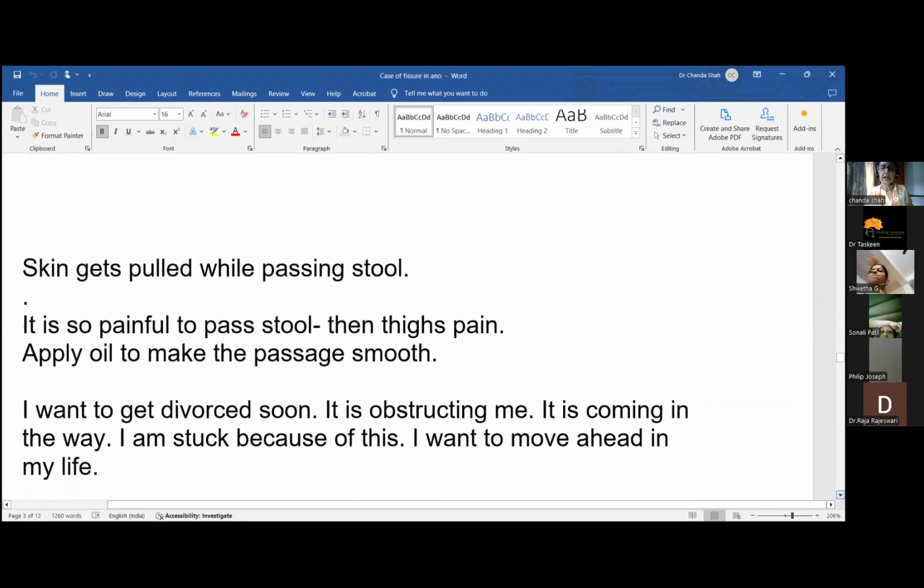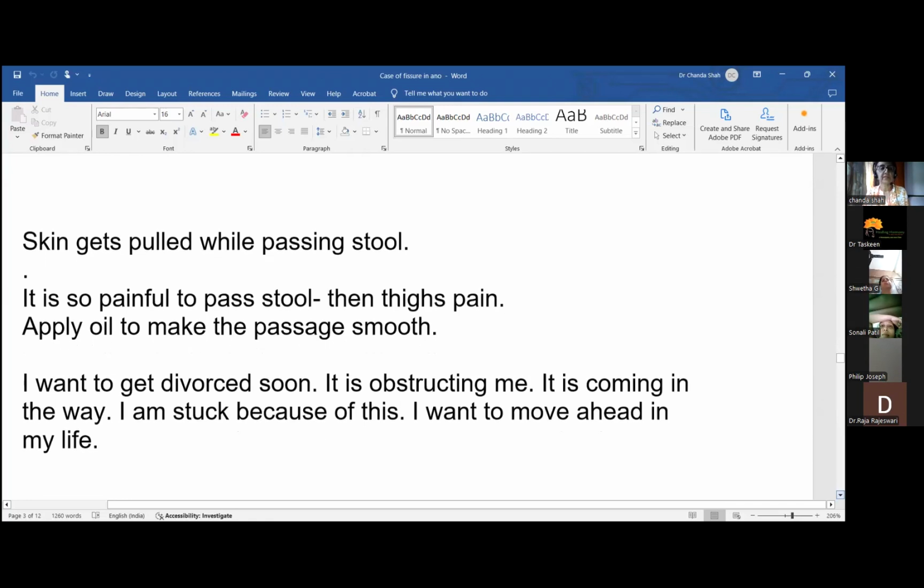And she's saying, I want to get divorced soon. It is obstructing me. It is coming in the way. I'm stuck because of this. I want to move ahead in my life. Okay. So she said, this is obstructing me. It's coming in my way. I'm stuck because of this. I want to move ahead in my life. Okay. So now I gave the right remedy. What did I give?